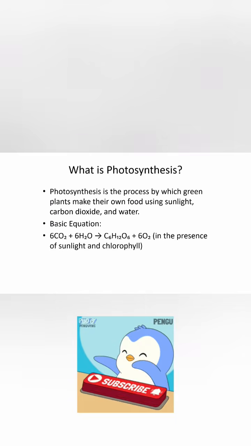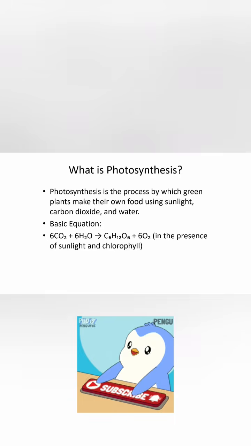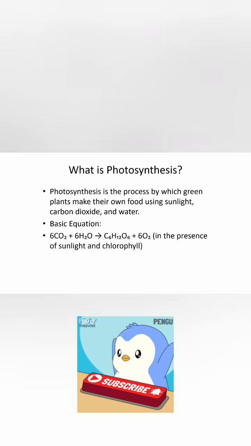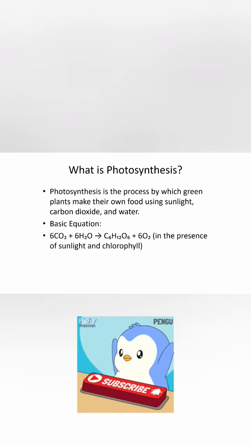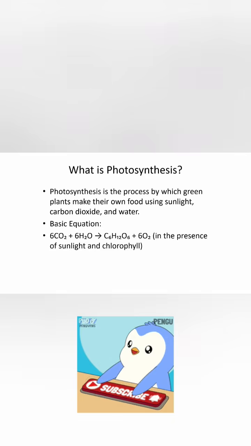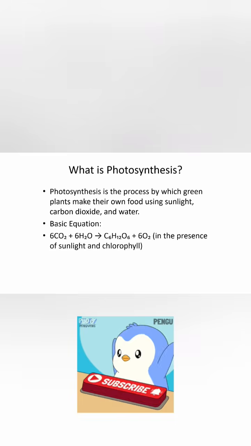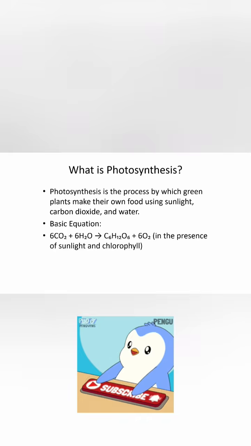The basic process of photosynthesis is plants take in carbon dioxide and water from the air and soil. So carbon dioxide is taken from the air and water is taken from the soil. Within the plant cells, the water is oxidized, meaning the water loses electrons.